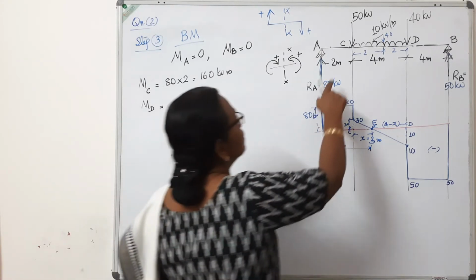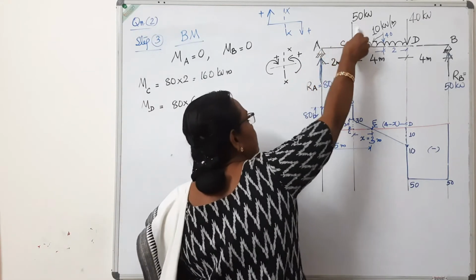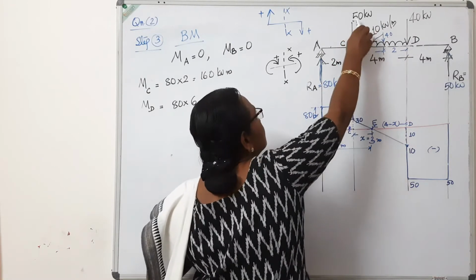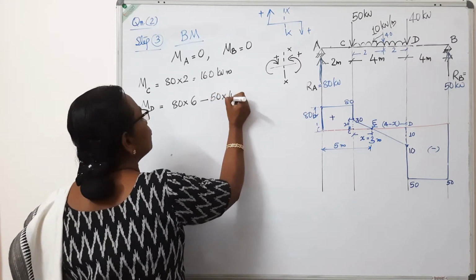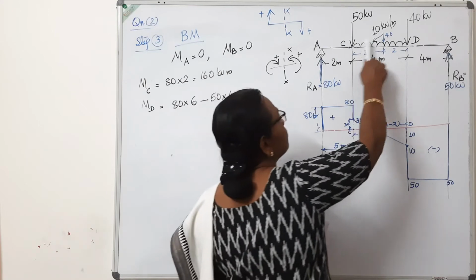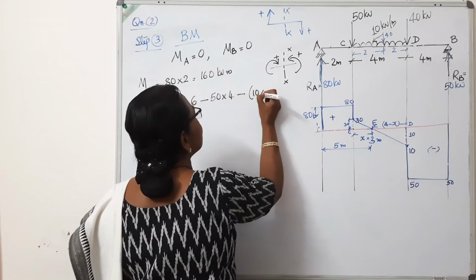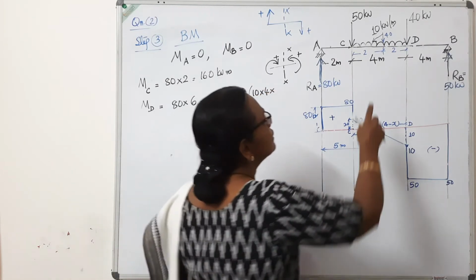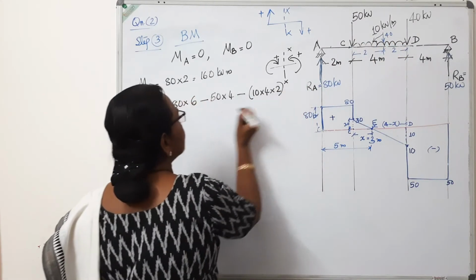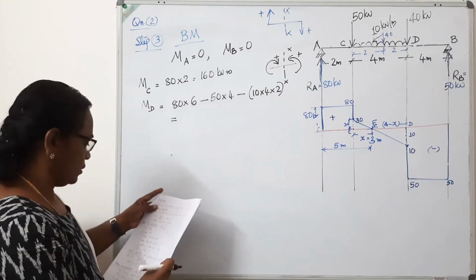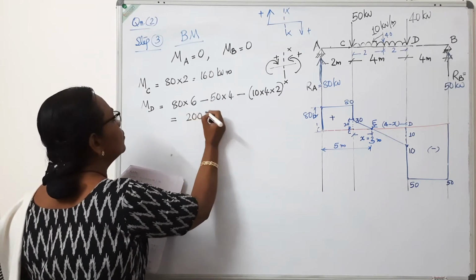What is the distance? 2 plus 4, 6 meter. 80 into 6. Then this vertical load 50 is producing anti-clockwise moment: 50 into 4, minus this UDL. The UDL total value is 10 into 4, that is 40. It is acting at a distance of 2 meters. So this is 40 into 2. This is the total moment at D. If you compute it, it will work out to 200 kilonewton meter.